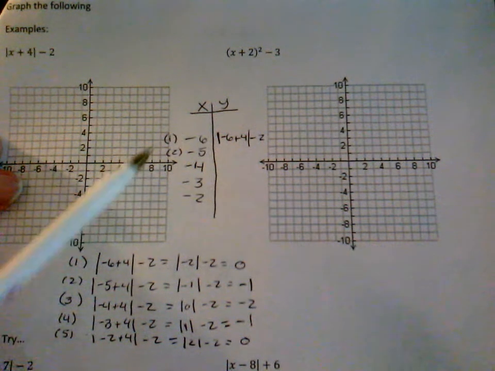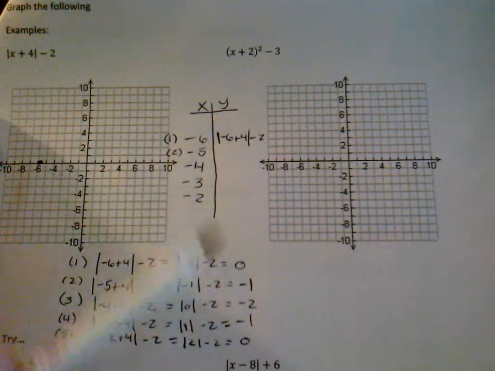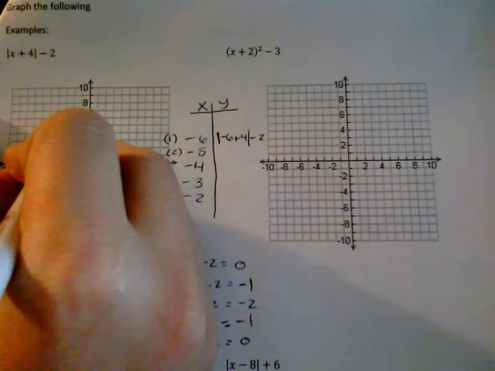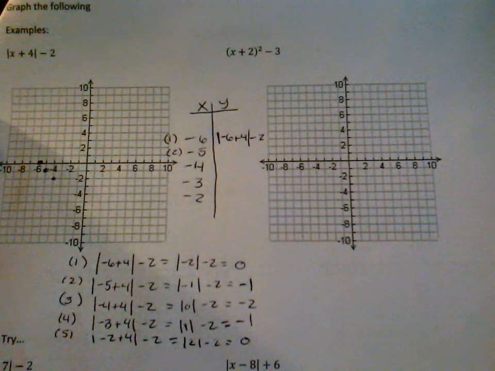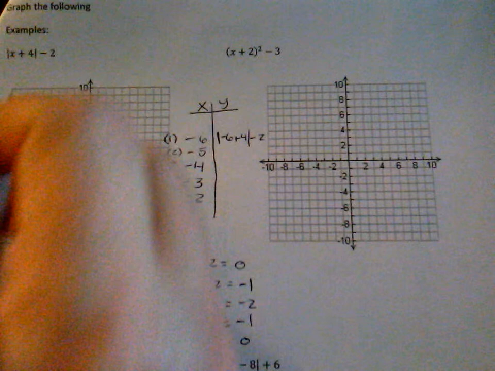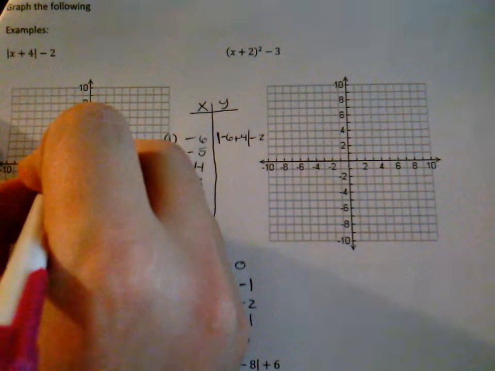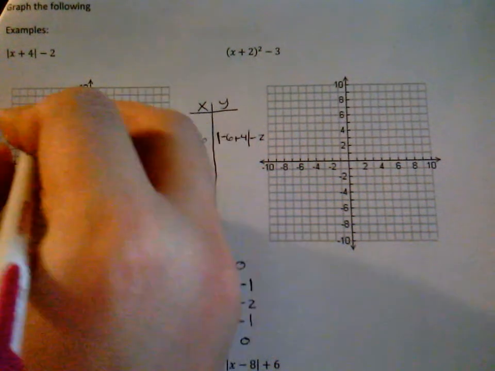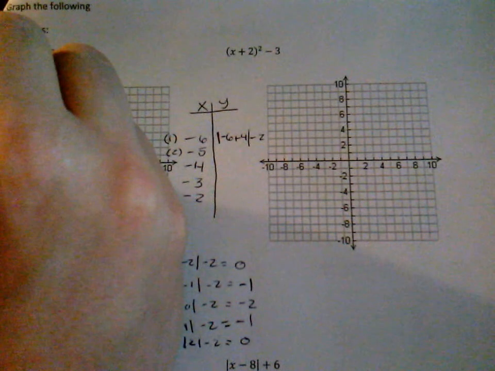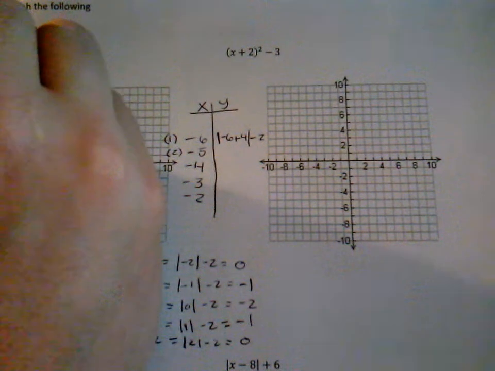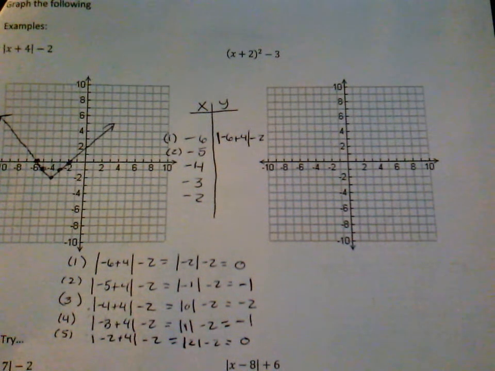So the first one's going to be negative 6, 0. So I'm going to go negative 6, 0. Next one will be negative 5, negative 1. Then it'll be negative 4, negative 2. Then it'll be negative 3, negative 1. And then finally negative 2, 0. And what this should make is a V shape again. Okay, so this is an absolute value, it makes a V shape.